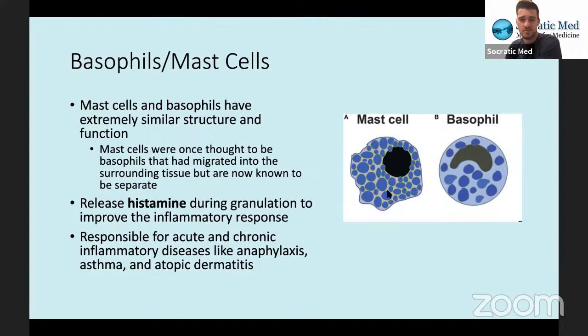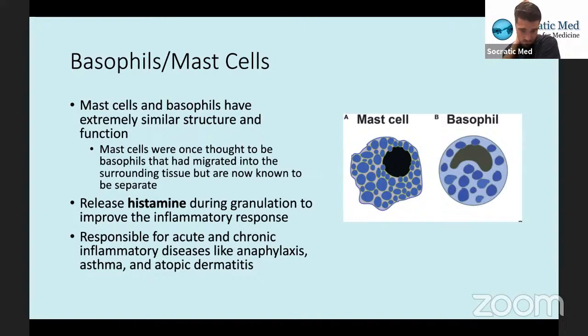They have extremely similar functions, and that's really the main difference. There are other differences, like the shapes, the amount of granules that they have, and the size of their granules are a little bit different, but their structure and function is basically the same, except that mast cells are in the surrounding tissue and basophils are in the bloodstream. Both of them, when they degranulate, release histamine to improve the inflammatory response.